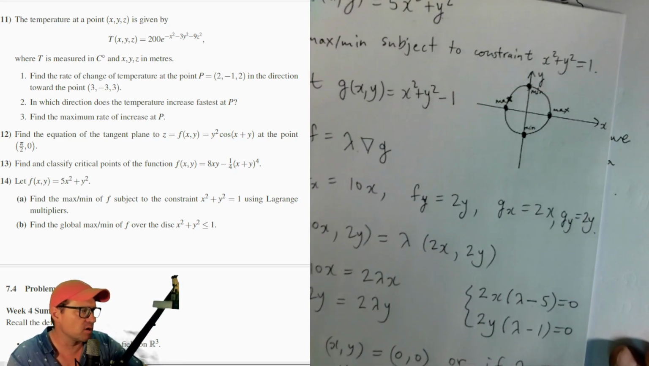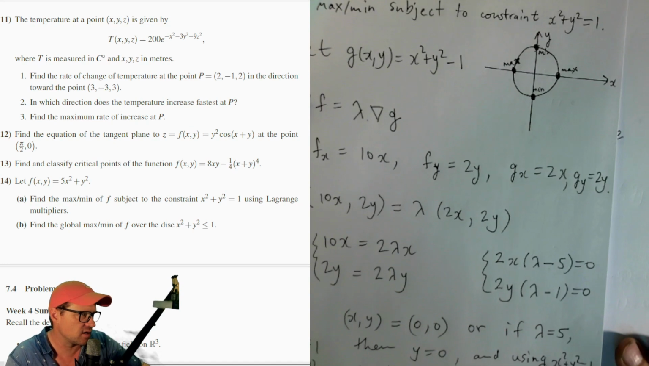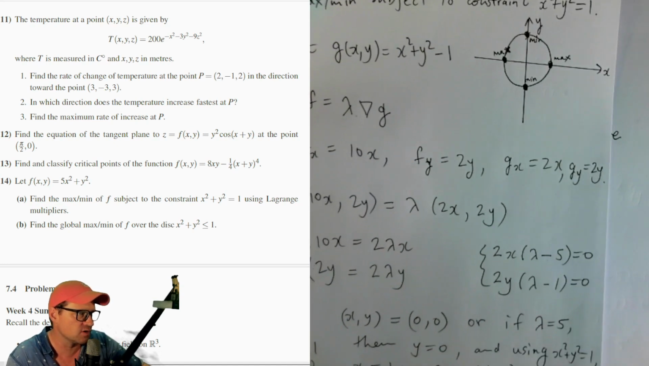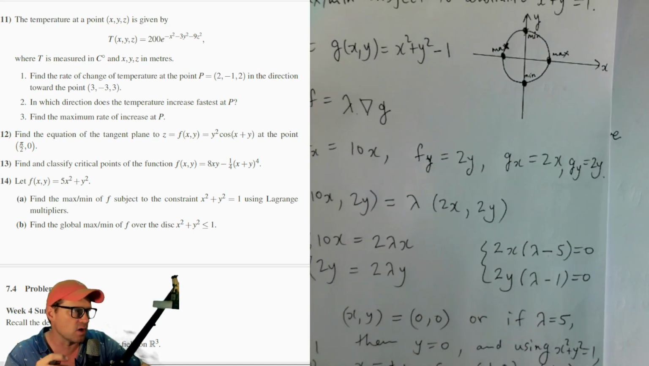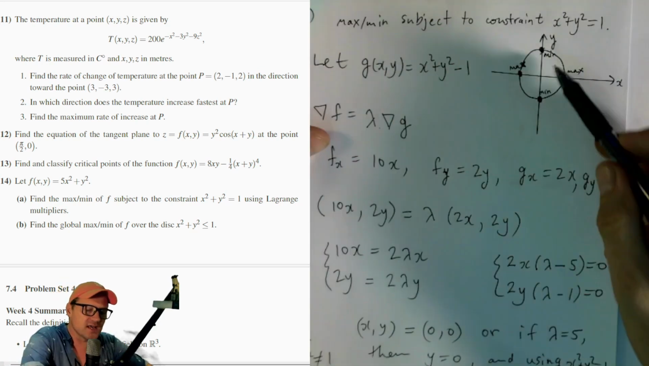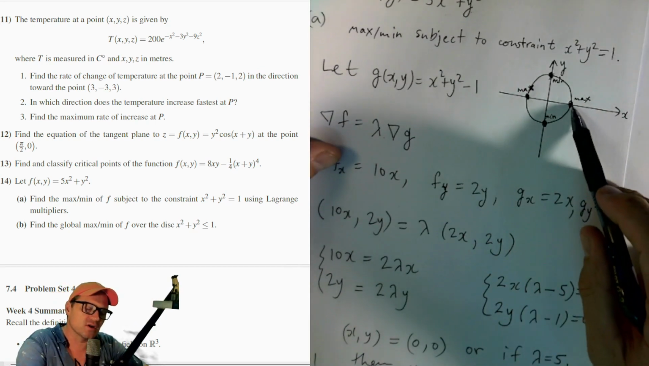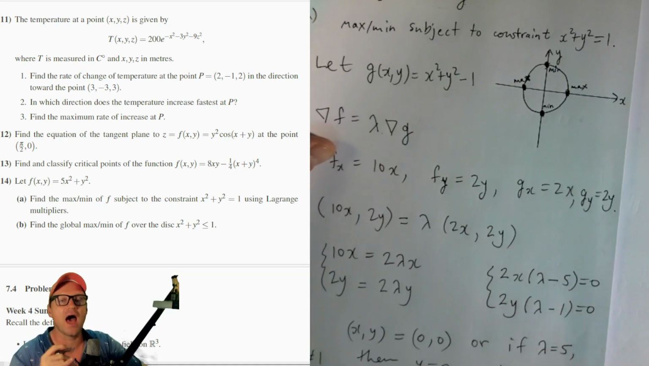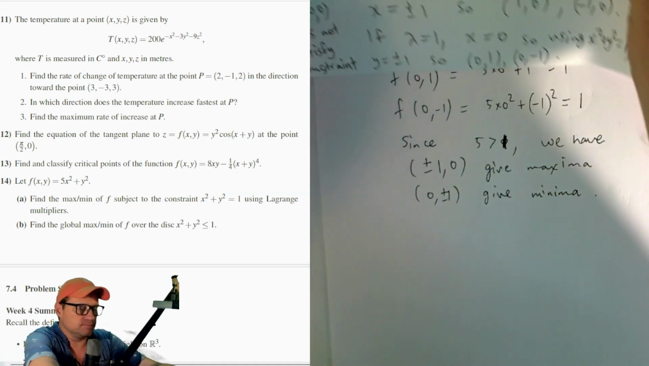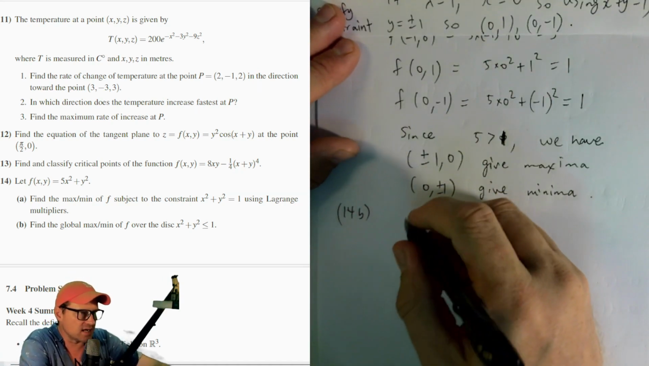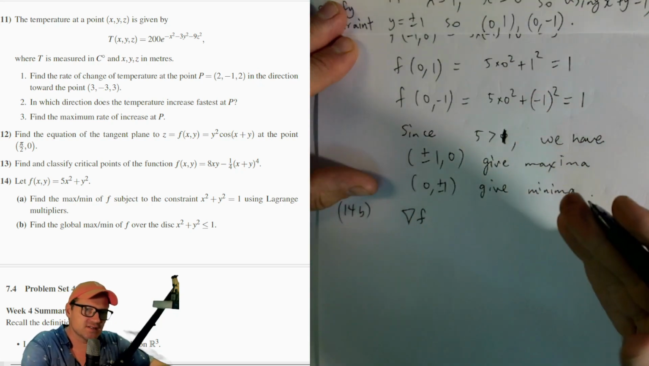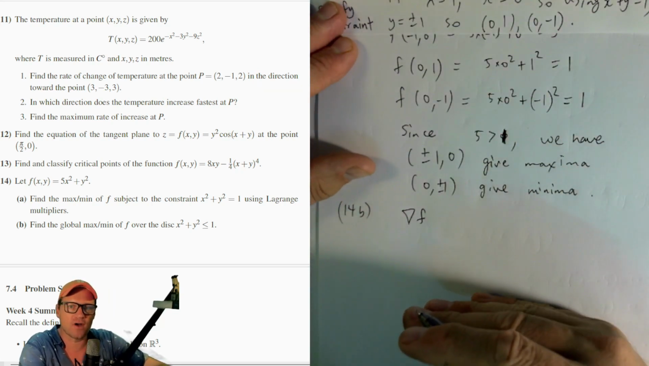So now 14 part B says find the global max and minima of f over the unit disk, x squared plus y squared is less than or equal to 1. So that's inside here together with the boundary. So it helps to know what's going on the boundary, which we already have. Okay, so part B. For this, we need to calculate grad f and solve for the points x, y where grad f is 0.